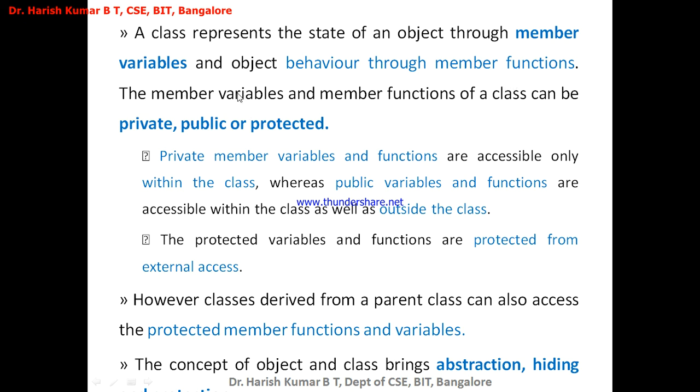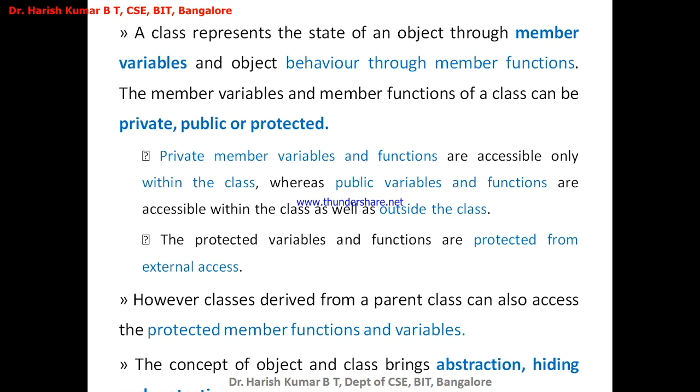Again, the member variables and the member functions, the member data and the member methods, can be private, public, or protected. If it is private, the member variables and member functions can be accessed only within the class. If the accessibility is marked as public, the member variables and member functions can be accessed even outside the class as well. And there is something called protected. If the member variables and member functions are marked as protected, they can be accessed only in the derived classes.